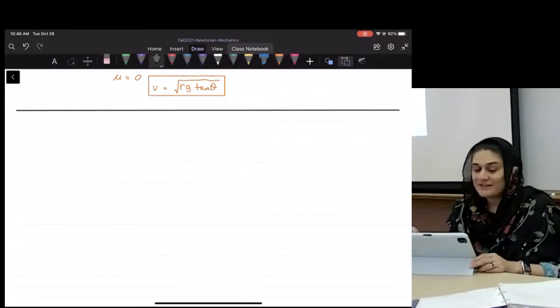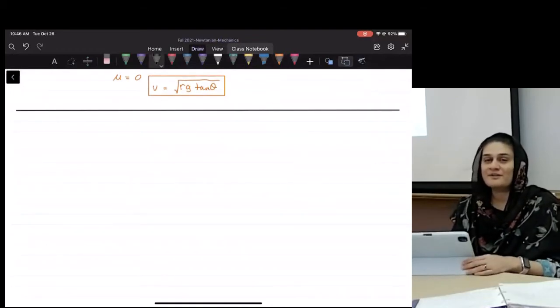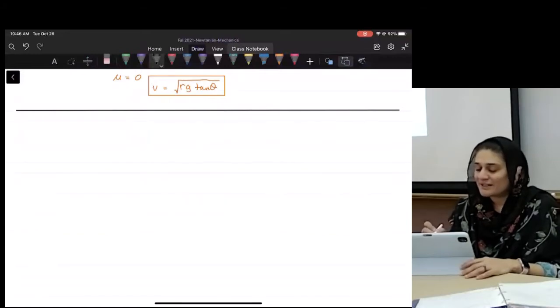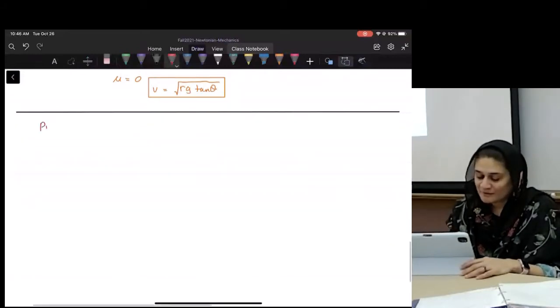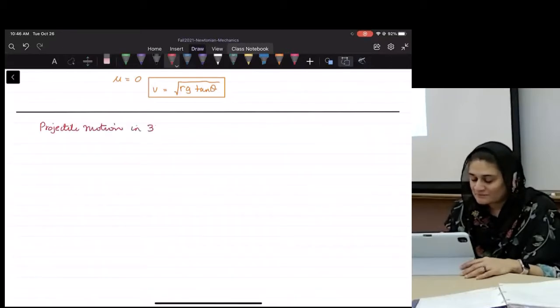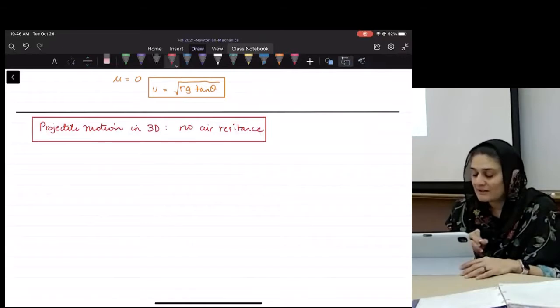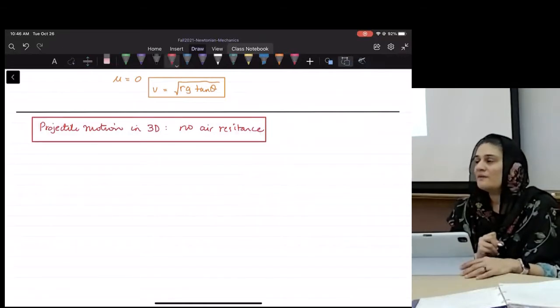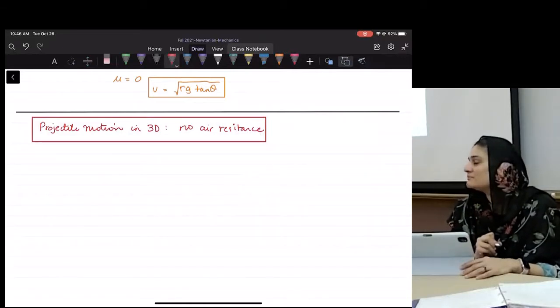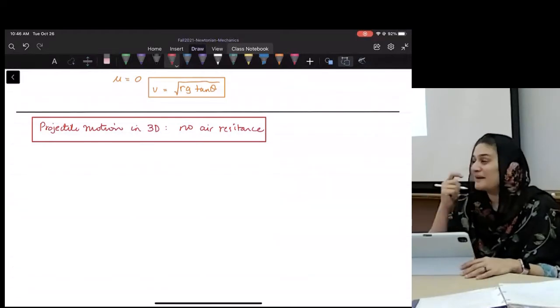I want to do projectile motion with all three methods that we have learned. Okay, so a projectile motion in 3D now with no air resistance. That should tell you something. If I'm doing the one with no air resistance today, what do you think we might be doing next week? One with air resistance.